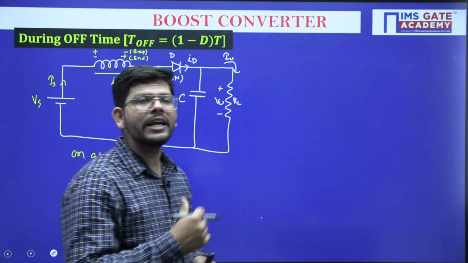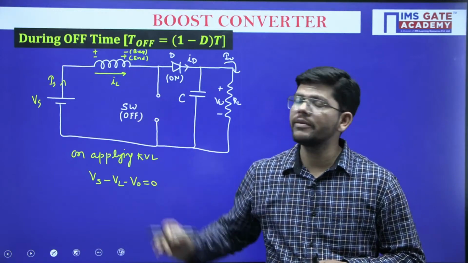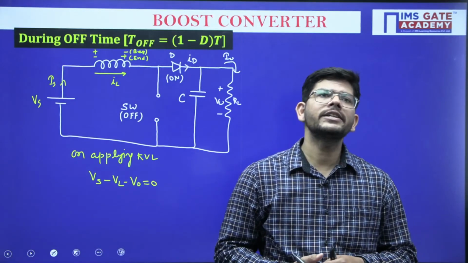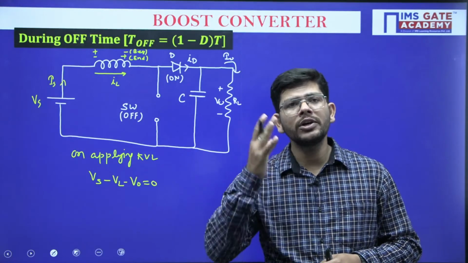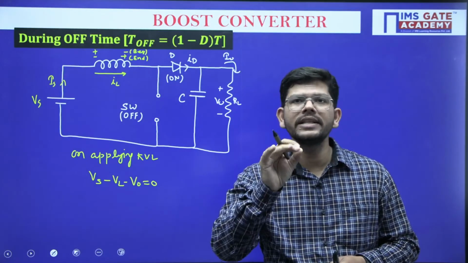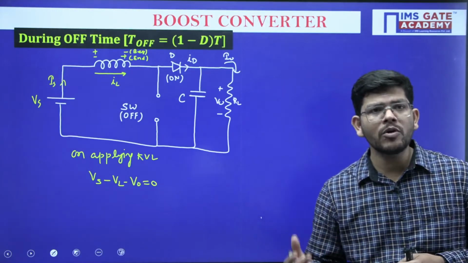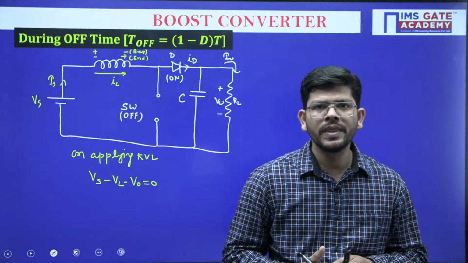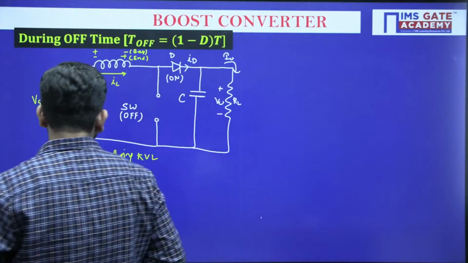While you are applying KVL, two polarities of the inductor are available. My suggestion is to always go with the reference polarity. Otherwise, if you go with the new polarity that you have written here, you have to remember that the inductor voltage is negative right now. So it is better to go with the reference polarity. That will give you exactly the same thing.